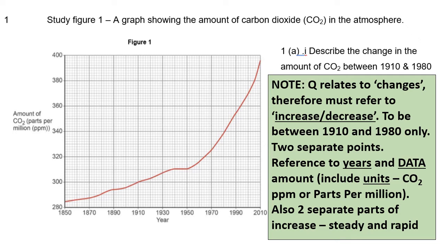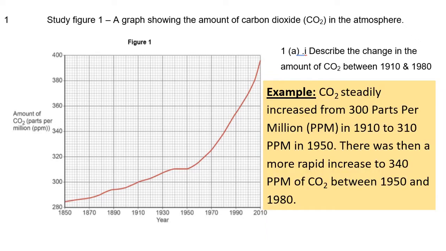So we really need to see on the graph there's kind of two separate areas. You'll see there between 1910 and 1950 it's kind of like a steady increase, and 1950 to 1980 there's a more rapid increase. Also you need to be including data, reference to years, also the units in there, which is ppm or parts per million.